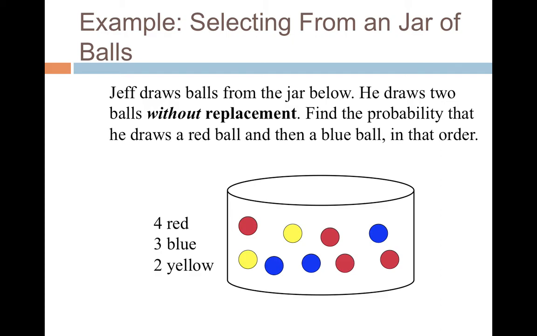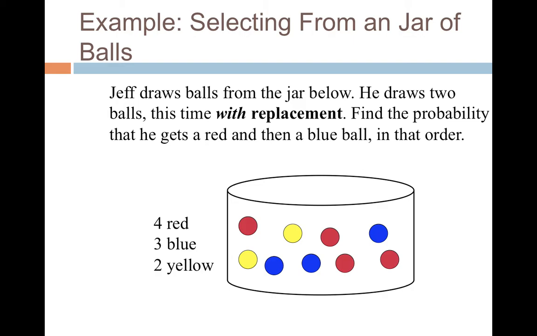Without replacement means once I take out the red ball, I'm not going to put it back in. So here's what the math would look like. The probability of a red ball would be 4/9. There are 4 red ones and 9 total. Times 3/8 for the blue. There are 3 blue, but now there are only 8 total balls in the jar because I already took one out. When I multiply fractions, I multiply across the numerators and then the denominators to give me 12/72, which reduces down into 1/6.